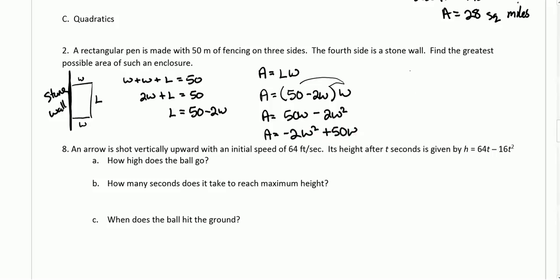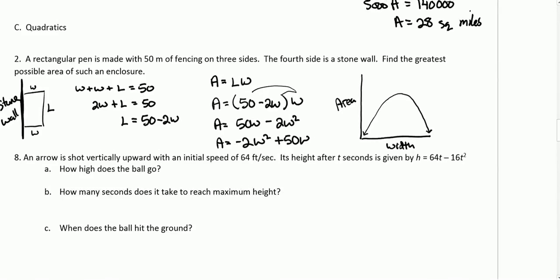To give you a visual here, so this is the width that we use in the area. We get this upside down parabola. That's our equation, A equals negative 2W squared plus 50W, where the vertex is at the maximum here. So if we can find the vertex of this, then we can solve. So we want to put this in vertex form. I'm going to factor out the negative 2, and I'm left with W squared minus 25W.